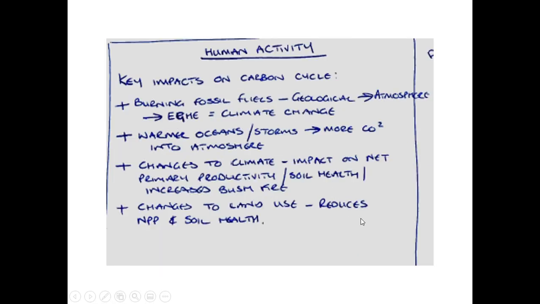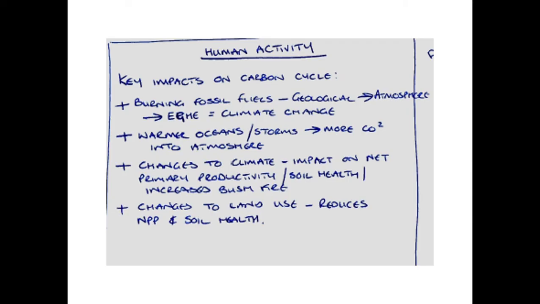Finally, then we have sort of the overview of the human activity. Now, over the last 200 to 300 years, with increasing population, with increasing economic development and the reliance on fossil fuels for this growth, this has seen a massive change from carbon stored in the geological sink into the atmosphere, mainly through the combustion of fossil fuels and farming practices. And this, as we've said before, is leading to the enhanced greenhouse effect, which is leading to climate change.